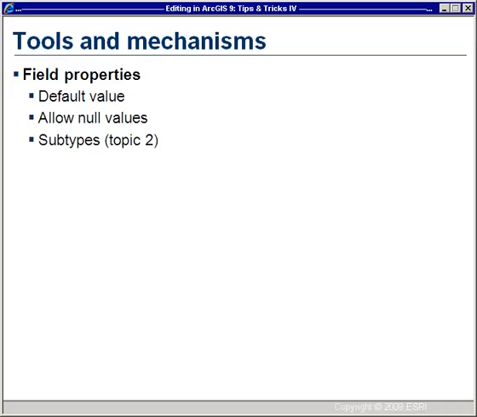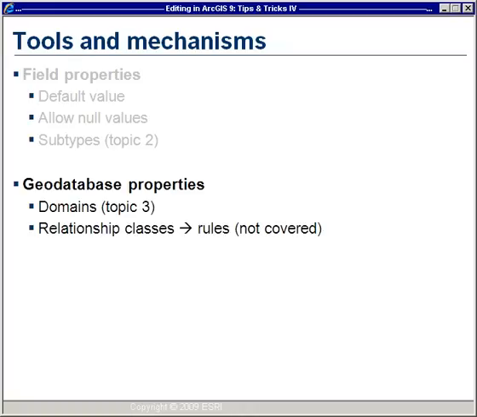Now, some of those tools and mechanisms are part of the field properties, others are part of the geodatabase, and then some can be a combination of both. The field property tools and mechanisms fall into some broad categories. The first is the use of default values. Next would be the option to set the allow null values to a yes or no. And the third would be to assign or to categorize your data via subtypes. Now, all three of those are field properties.